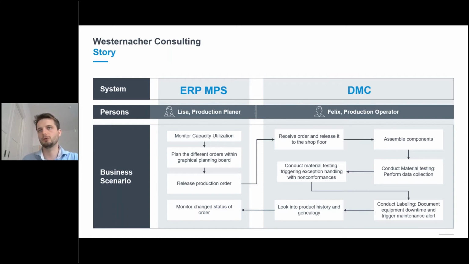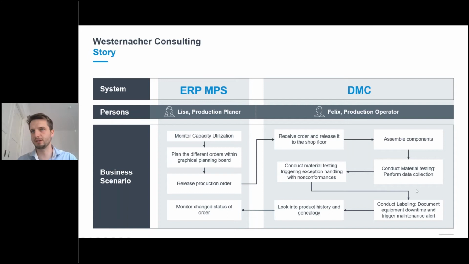Okay, we are also providing a story for you, just for you to have a better overview of what we're doing within this system. So we are basically having two systems, as you can see. These are the ones that we have talked about, the ERP MPS, where Lisa, the production planner, is responsible, and the DMC, where Felix, the production planner, is responsible.